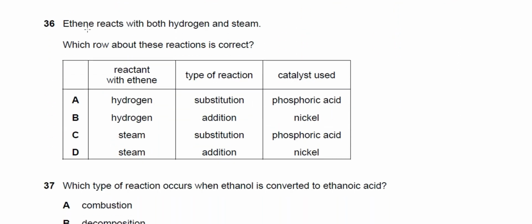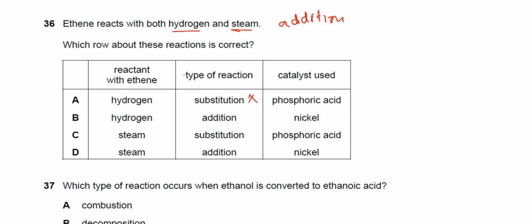Then he says, question 36: ethene reacts with both hydrogen and steam. Both are addition reactions, because the double bond is broken down. In the case of hydrogen we get ethane, in the case of steam we get ethanol. So he says ethene reacts with hydrogen, yes. Type of reaction, substitution, no.